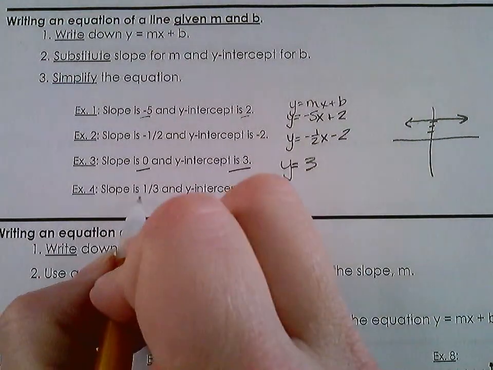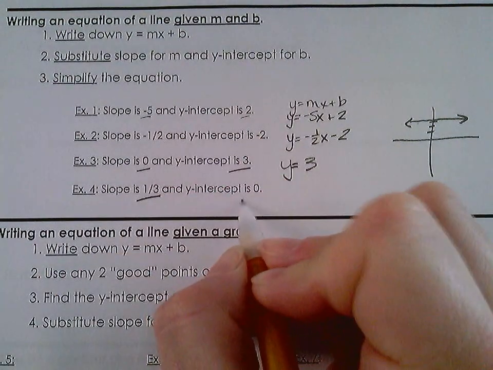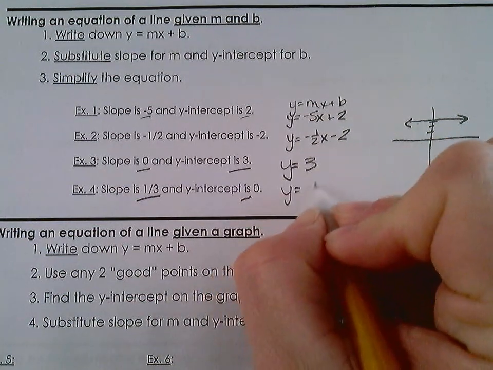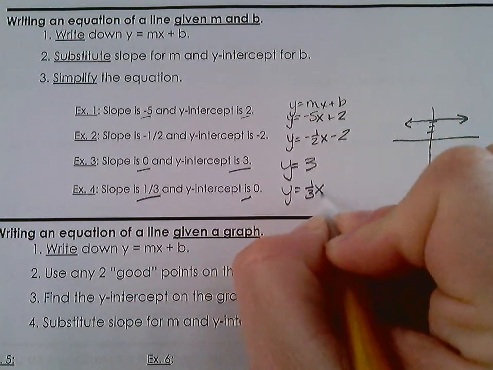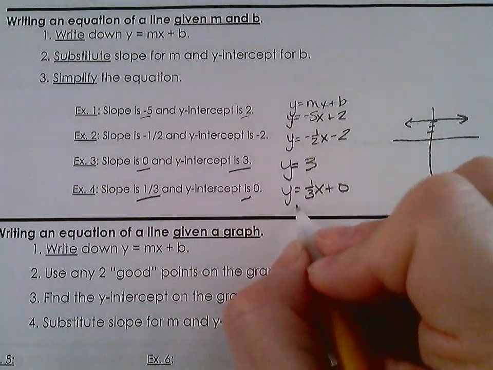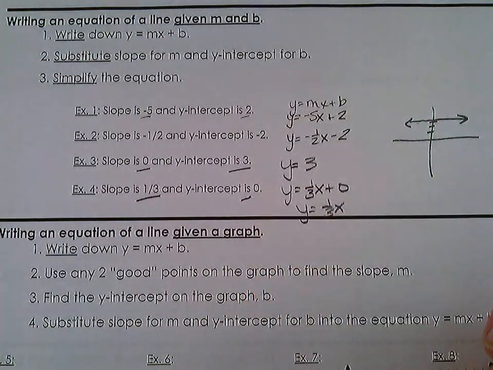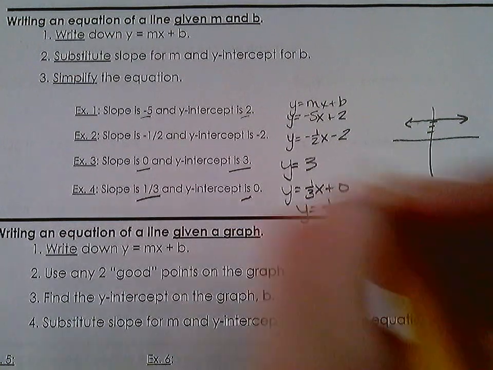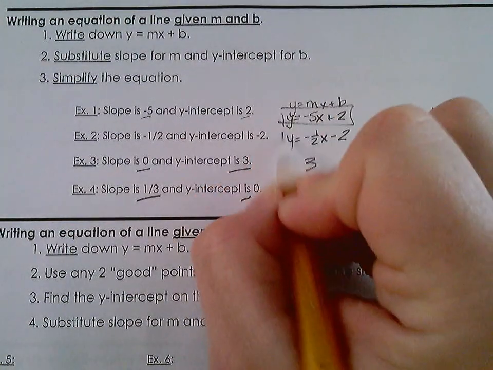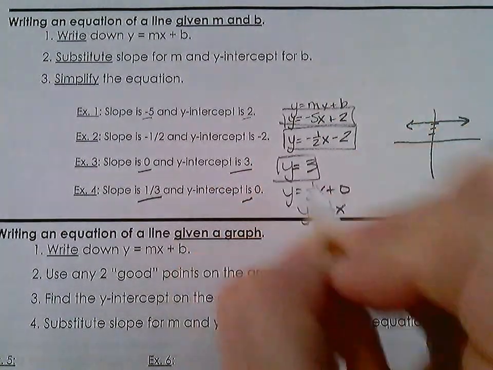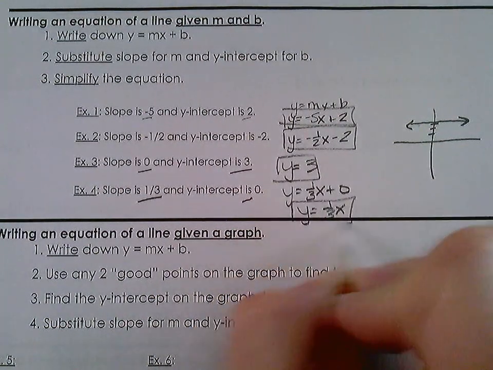Example number 4, its slope is 1/3, but its y-intercept is 0. So we could just write that as y is equal to 1/3 x plus 0. But the more accurate way of writing it would just be y is equal to 1/3 x, because that plus 0 just means that it's going through the origin. All right. So if we're going to write all of those equations of their lines, that's what each one of examples number 1 through 4 would look like.